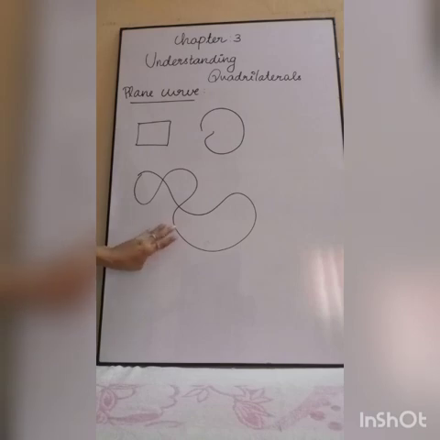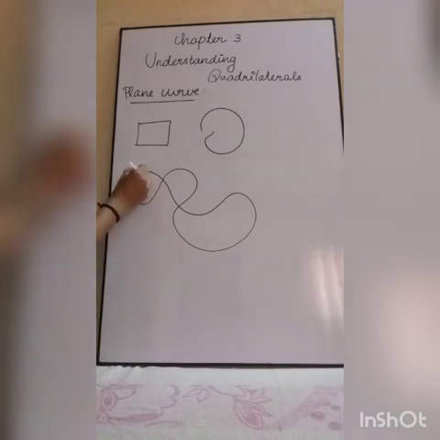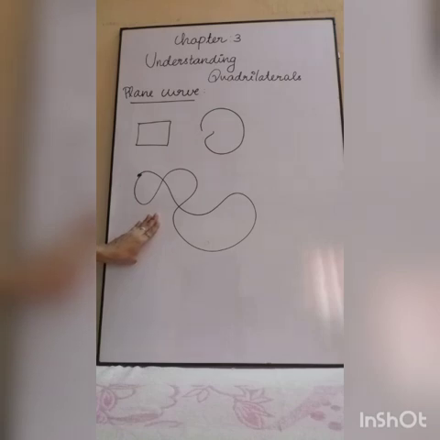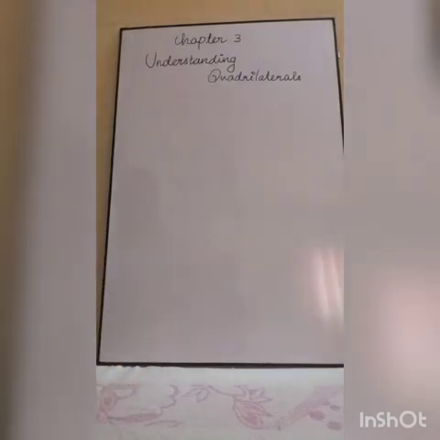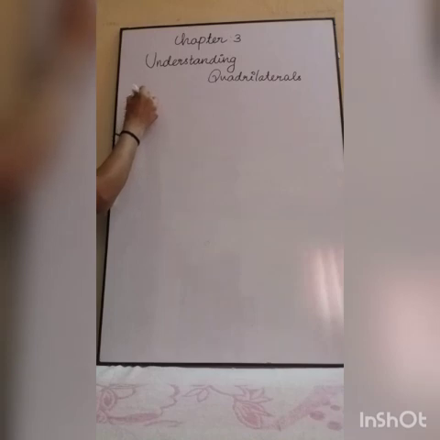And this is a closed curve that is drawn on the flat surface, so this is one plane curve. Likewise, you can draw many curves on this flat surface and say that it is a plane curve. Understood? We have learned the definition of a polygon, right?